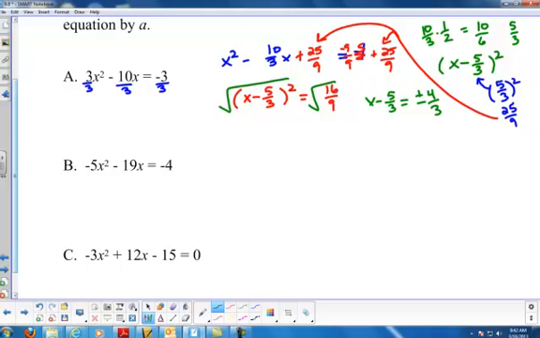So you're going to solve this by adding your 5/3. I'll just kind of write it separate here. So our 2 solutions are 9/3, which is 3, and 1/3.